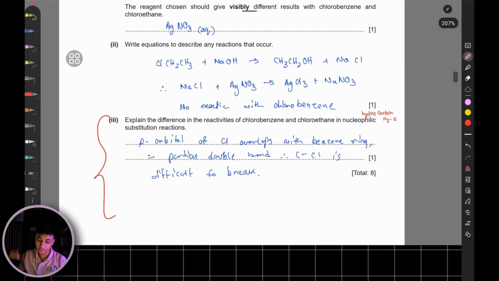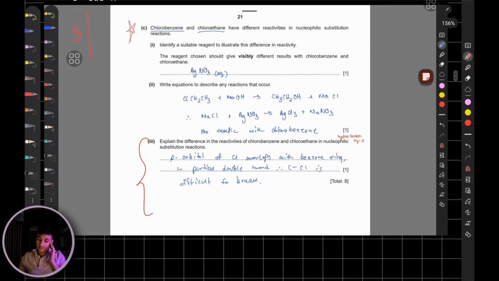Now, part 3, explain the difference in reactivities of chlorobenzene and chloroethane in nucleophilic substitution reactions. So, you're going to say the p orbital of the chlorine atom is going to overlap with the benzene ring, forming a partial double bond feature, and this carbon-chlorine bond is very difficult to break, right? Which is why chlorobenzene is far less reactive. Fair enough, that is your question 3.